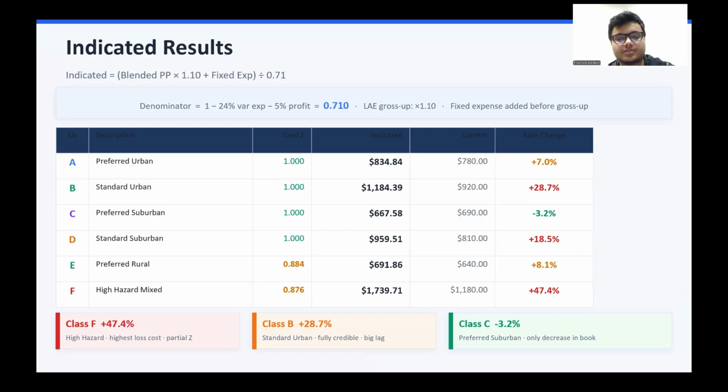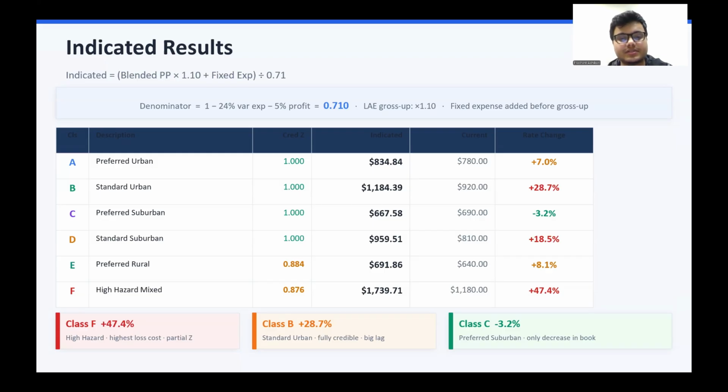The numbers tell a clear story. Class F needs a 47% increase. It has the highest loss cost and only partial credibility. Class B needs nearly a 29% increase. It's fully credible, but rates haven't kept pace with the trends. And Class C is the only class with a negative indication, suggesting slight overpricing in the preferred suburban subsegment.